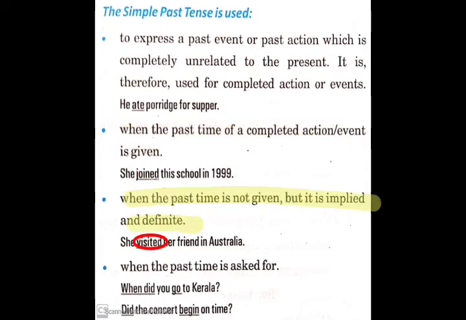Third is when the past time is not given, but it is implied and definite. Okay, so when the past time is not given, but we know that if it is sure that it is an event of past, then we use simple past tense. For example, she visited her friend in Australia. And the last one is when the past time is asked for. So if we are having a question about some past time, then we use simple past tense. For example, when did you go to Kerala? Did the concert begin on time? So we are talking about a question that is about past. Then we use simple past tense.